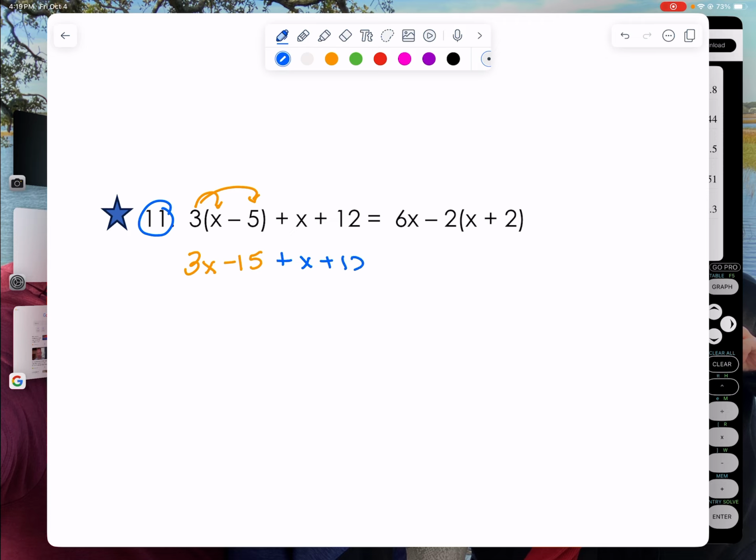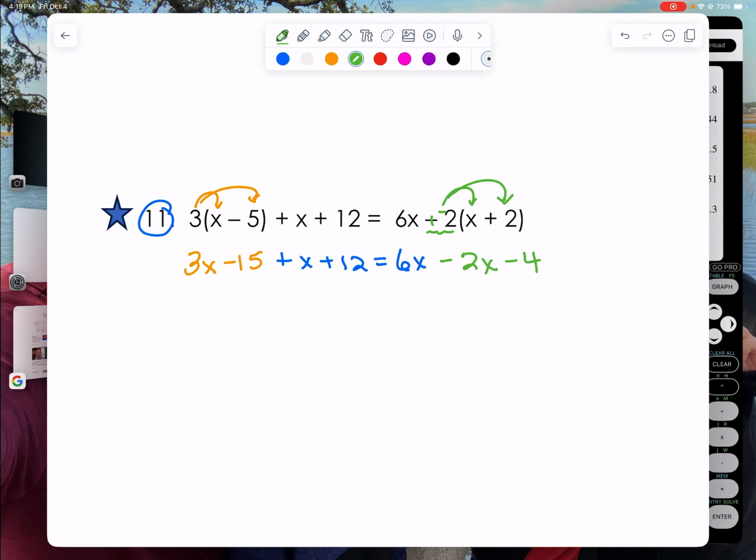So I'm just going to write down the plus x plus 12. Then, this is somewhat tricky. Make sure you just write down the 6x on the right-hand side and then distribute the negative 2. And again, you can think of that as plus a negative 2 if you want to, or it doesn't really matter to me as long as you're distributing a negative 2. So I'm going to get minus 2x, and then minus 2 times a positive 2 would give me minus 4.